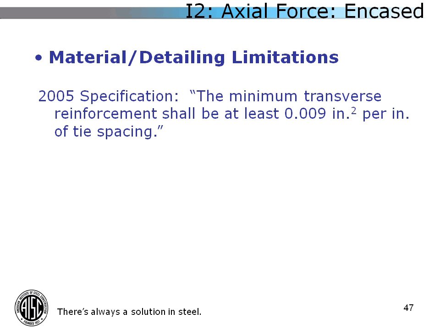In 2005, we had a provision that said the minimum transverse reinforcement shall be at least 0.009 inches squared per inch of tie spacing. Now the only problem with this provision is that nobody knows what that means. 0.009 inches squared per inch. It's not intuitive. If you actually interpreted that correctly, what you would find is that that equates to about a number 3 bar at 12 inches.